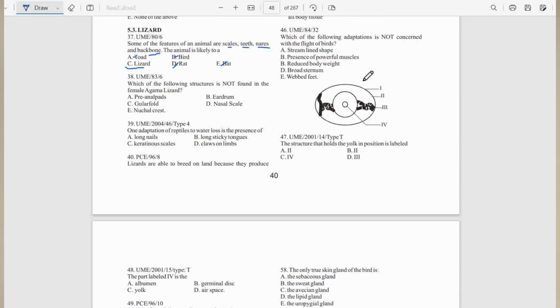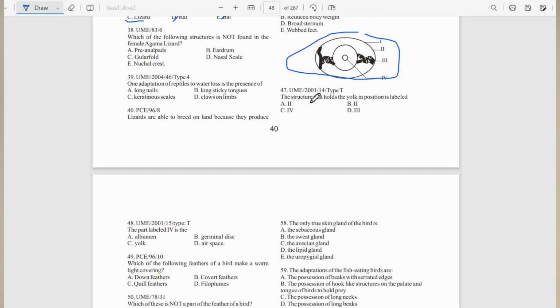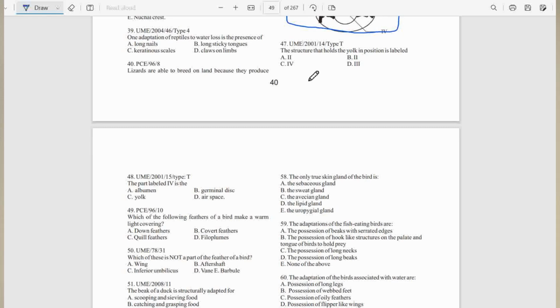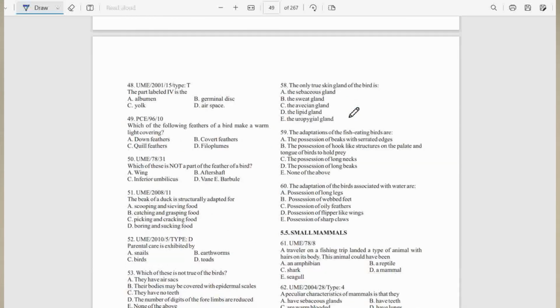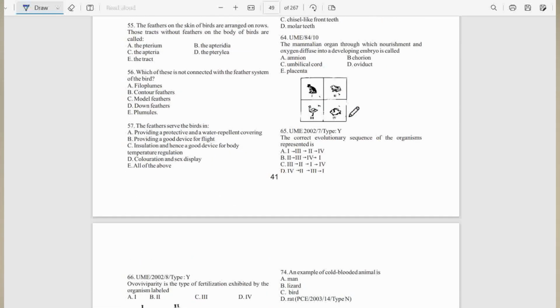So now if you look at the internal structure of the egg, for example, the structure that holds the yolk in position is labeled, okay, that's the chalaza, and that would be probably the one here. That's Roman figure 3, option D. So you can play around with a couple of questions.